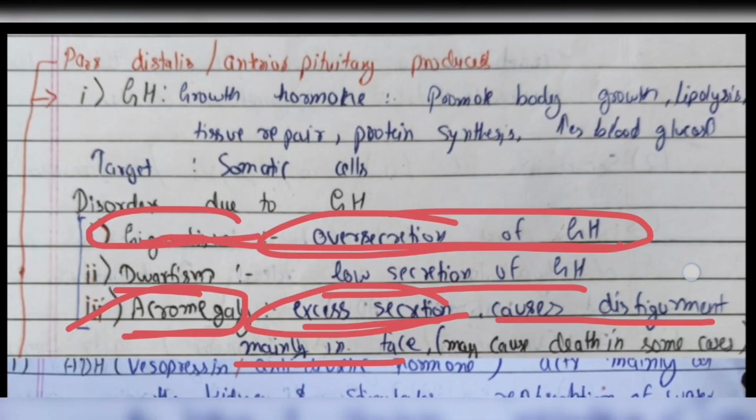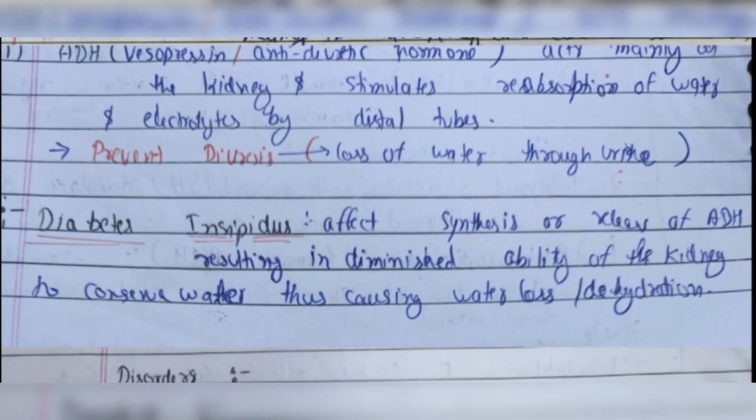So let's move on to the posterior pituitary. As you already know, pars nervosa has two secretions, oxytocin and ADH, of which one ADH disorder is given. Vasopressin, or antidiuretic hormone, is the full form of ADH, and vasopressin is also a name it is known by. It acts mainly on the kidney and stimulates reabsorption of water and electrolytes by the distal tubules. It prevents diuresis, which is loss of water through urine, and the disorder due to it is diabetes insipidus.